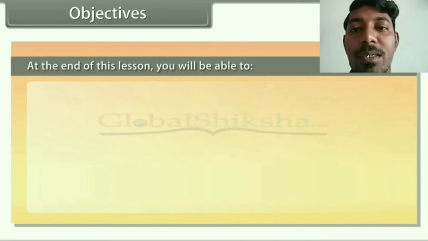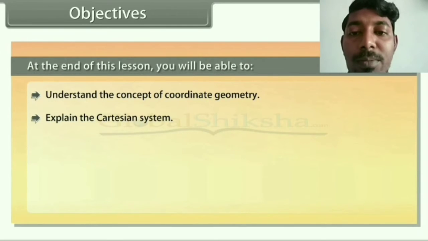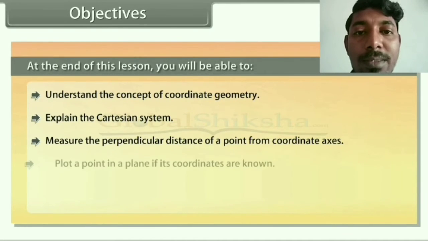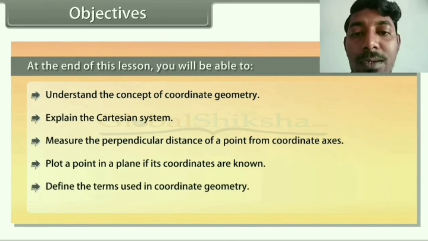The objective of this lesson: at the end of this lesson, we will be able to understand the concept of coordinate geometry and explain the Cartesian system, measure the perpendicular distance of a point from the coordinate axis, and plot a point in the plane if its coordinates are known. Definition of the terms used in coordinate geometry.